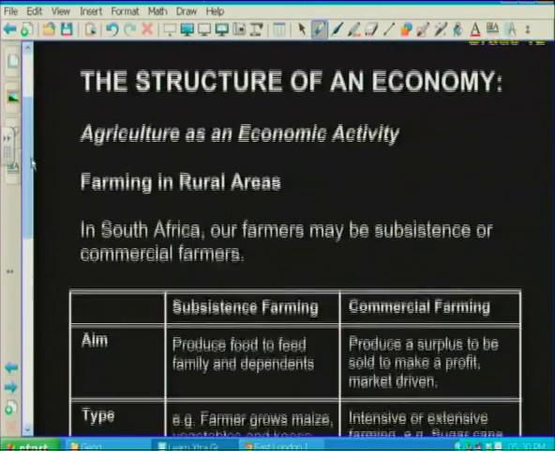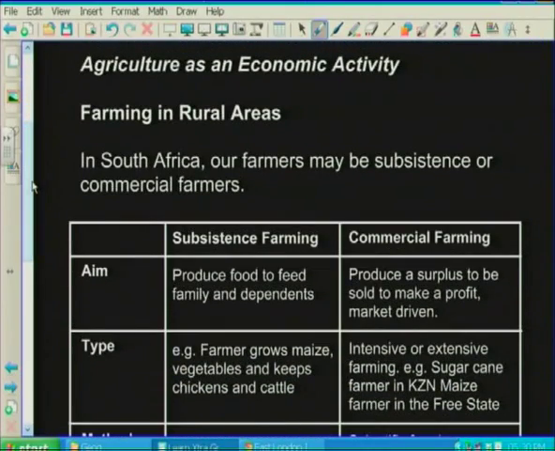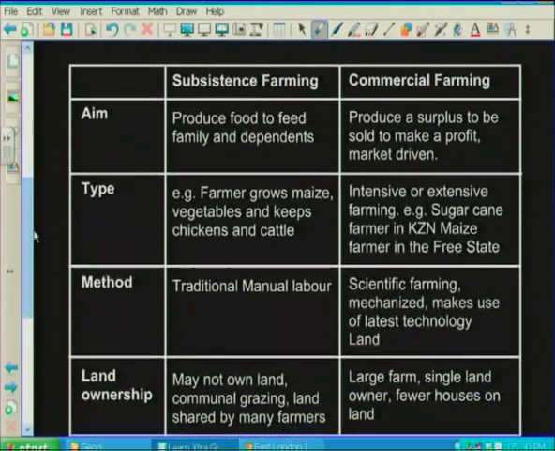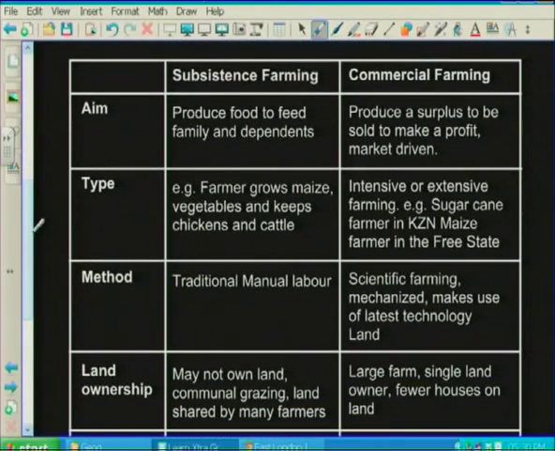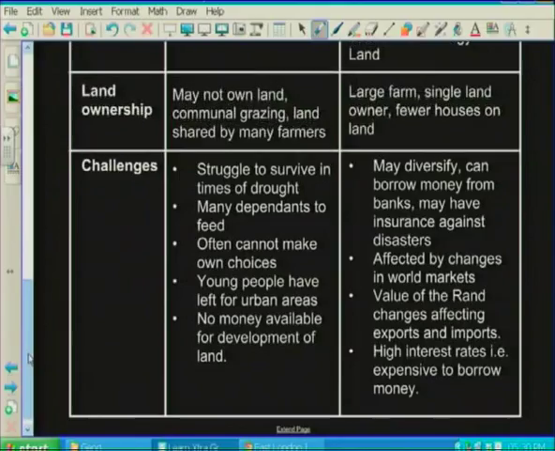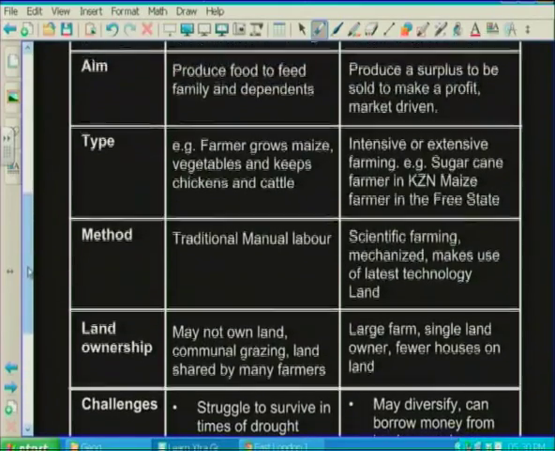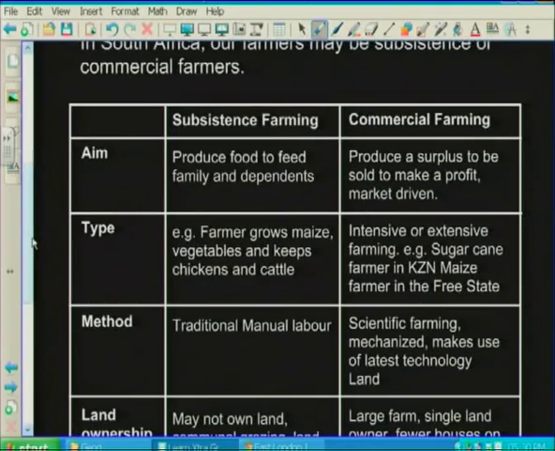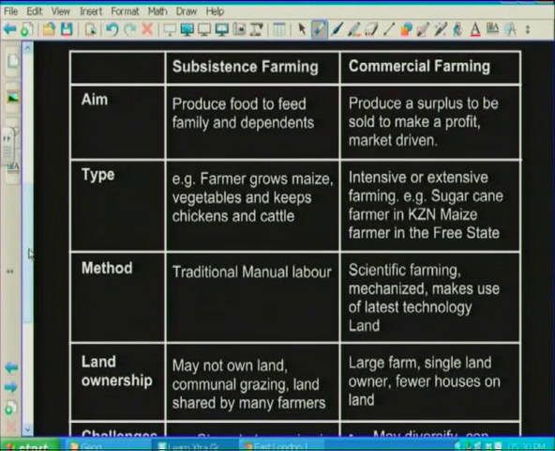Now, if you look at your notes, I've summarized there for you how subsistence and commercial farming differs. In each case, we're looking at the aim, the type, the method, and the ownership of the land. We're comparing all these variables, the challenges that these farmers face, and we're looking at it from two perspectives here. On the one hand, a subsistence farming approach, like the guy with his oxen, and on the other hand, commercial farming, where we had those tractors or those harvesters working the land.